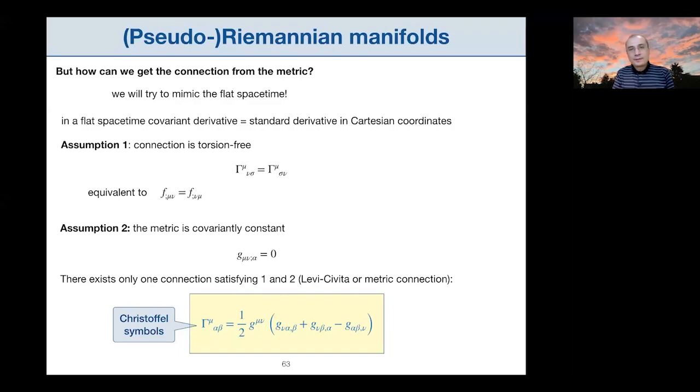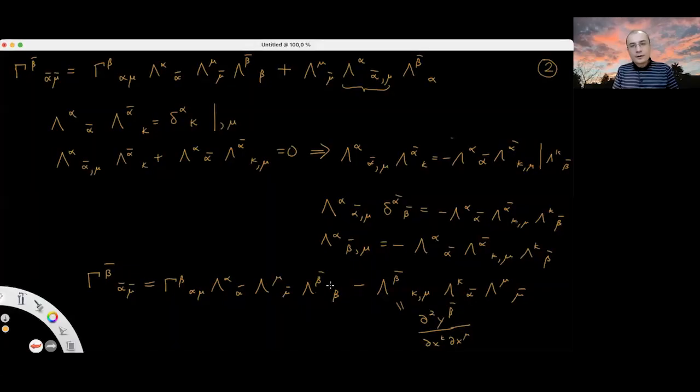Do you have any questions? Okay, if not, then we will derive this equation over here, because I think it's quite important. And also the derivation is kind of nice. It shows you what kind of tricks you can play with indices.